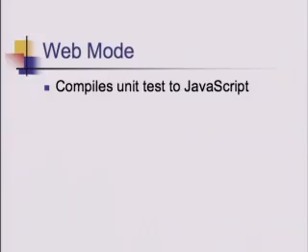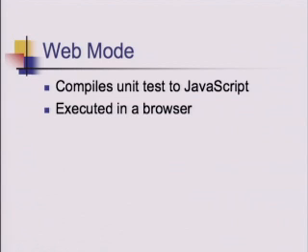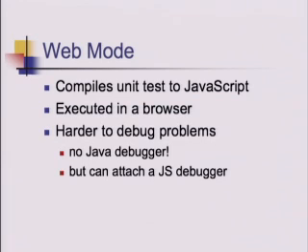Web mode. What we do in that case is that we actually compile that unit test, all that Java code, down to JavaScript. And then we execute that JavaScript in the hosted browser, or in the remote case in any supported browser. Web mode is a little harder to debug because you just don't have an IDE that you can debug with. There are ways of attaching JavaScript debuggers.